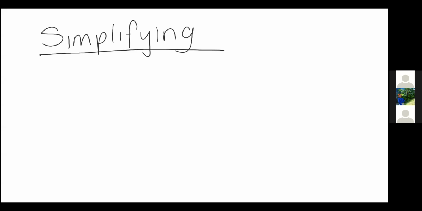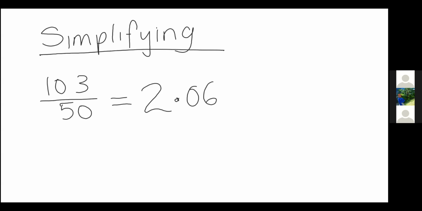Let's say I have something like 103 over 50. What I have to do now is ask myself, how many times can 50 go into 103? I can use my calculator and say 103 divided by 50, and I will see 2.06. So I could put 2.06, but what if they want it as a fraction? So this is my decimal answer. What if they want it as a fraction? Simplify it as a fraction.